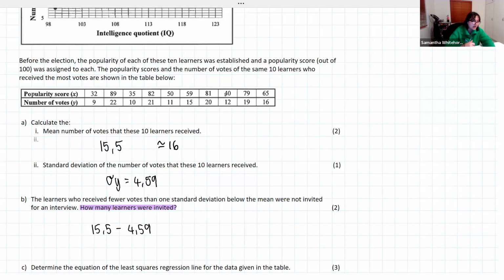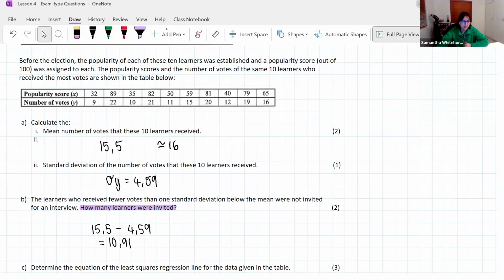If you subtract that, you get 10.91. So essentially what that's saying is if you got 10.91 votes or below, you were not invited for an interview. So everyone above 10.91 was invited for an interview.